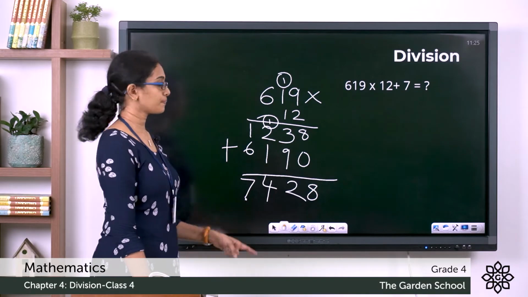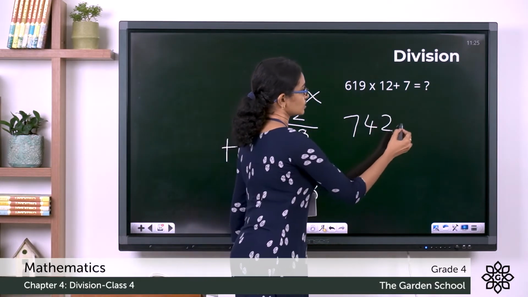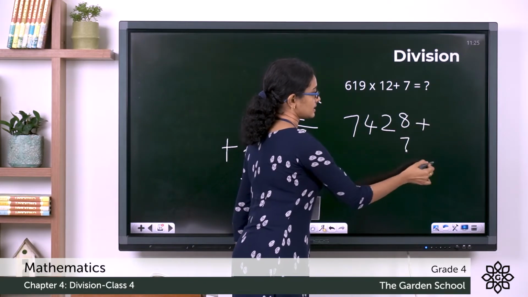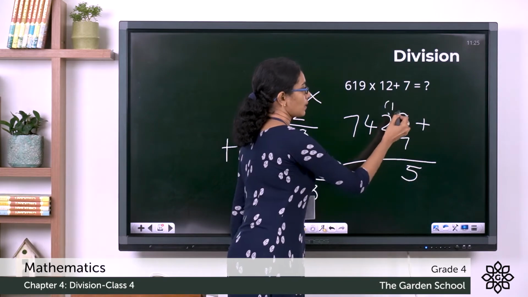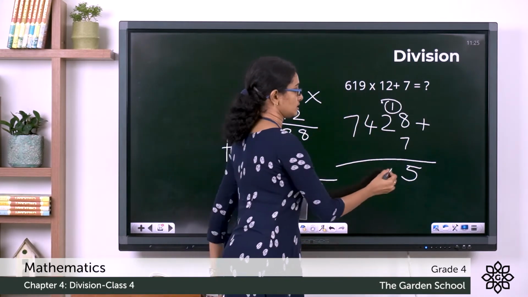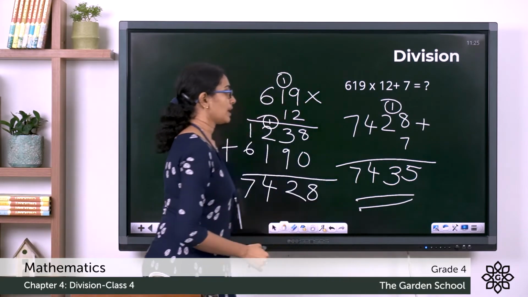Now what is the next step? Adding the remainder. So 7, 4, 2, 8 plus 7. What is 8 plus 7? 15. Carry over 1. 2 plus 1, 3. Bringing this 4 down. Bringing 7 down. We have a number here.